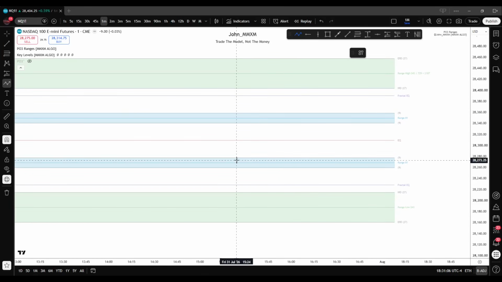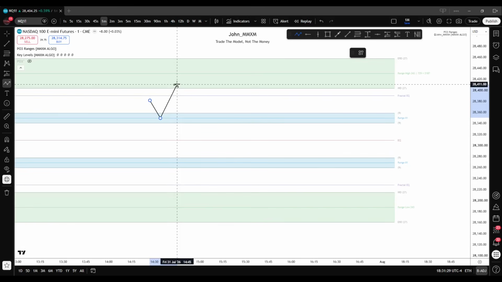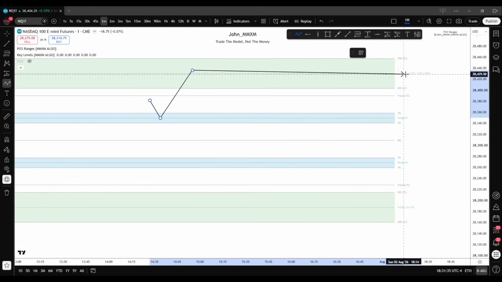Ideally, the way that price moves through these PO3 ranges is we're looking for price to do a few things. This really varies on how much price trades into these areas. So I'm just going to go over a basic one. What you can see here is price goes and hits the range high.